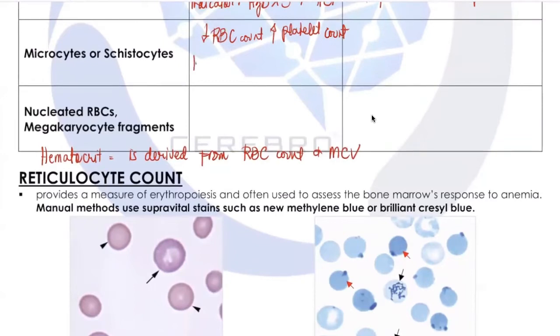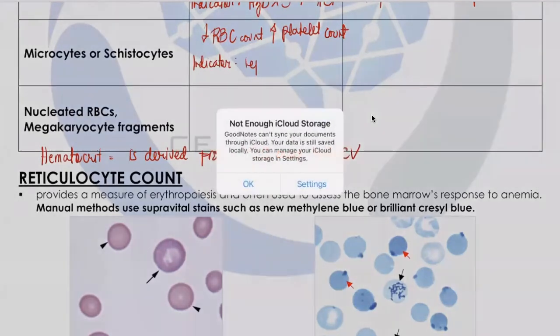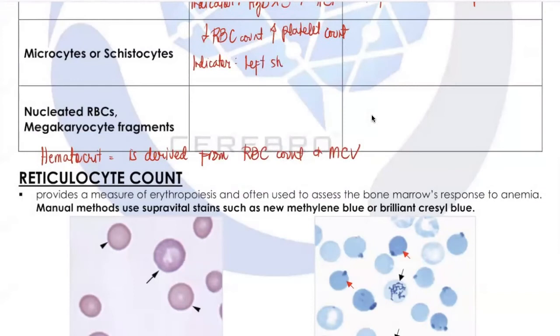Okay? So what will be our indicator? Yung indicator natin dito, ano yon? Since maliliit yung mga microcytes at schistocytes, it will show a shift to the left, or a left shift, on your RBC histogram, and an abnormal platelet histogram.